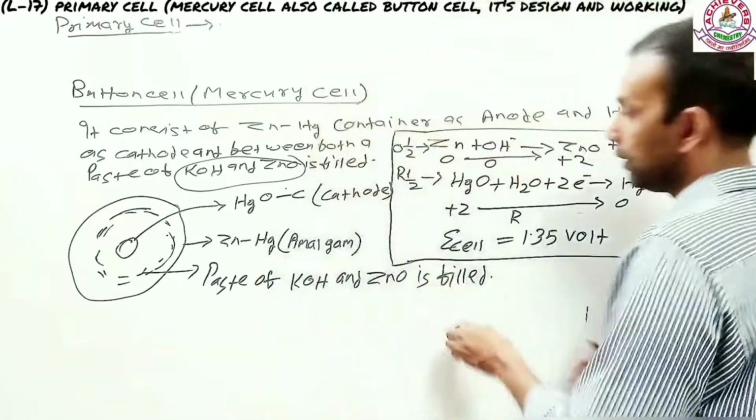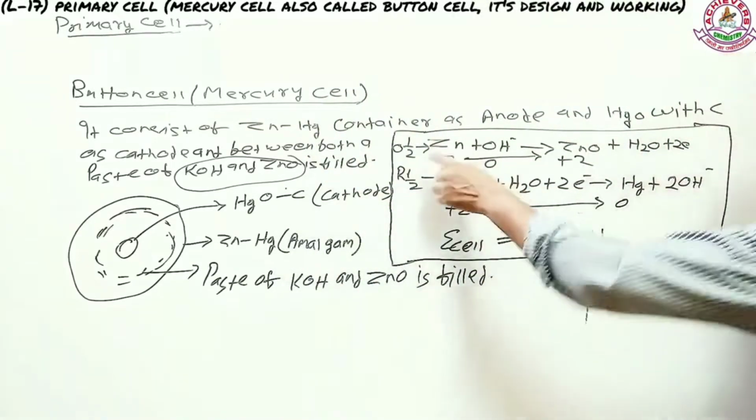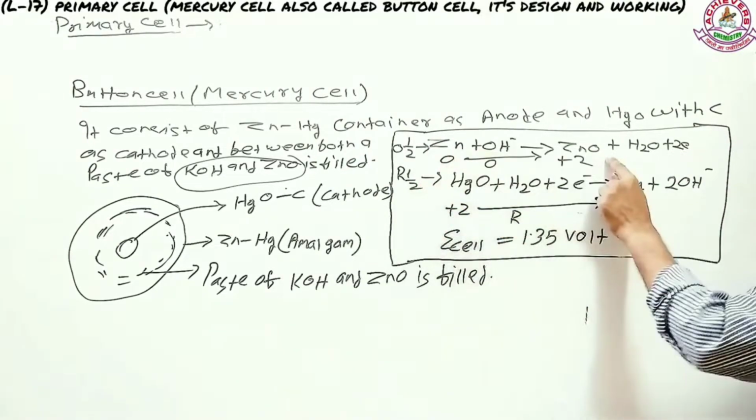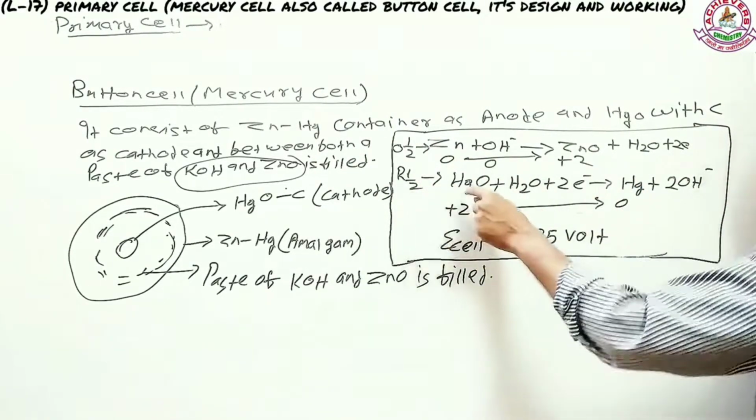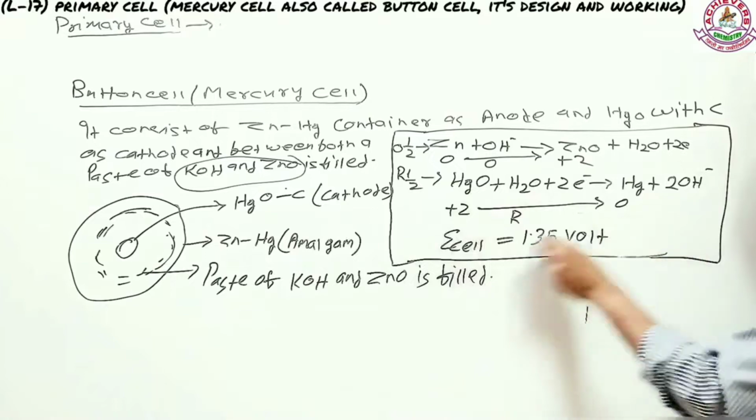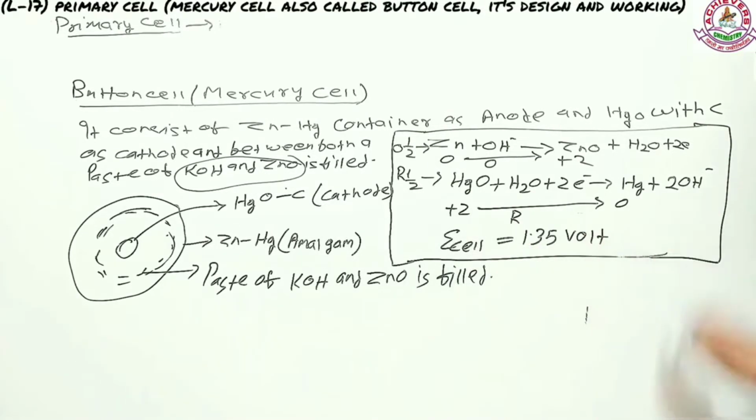Let me repeat again. At the anode, zinc undergoes oxidation, and at the cathode, mercury undergoes reduction, and it produces a potential difference of 1.3 volt. So this is how I have come to the end of the primary cell.